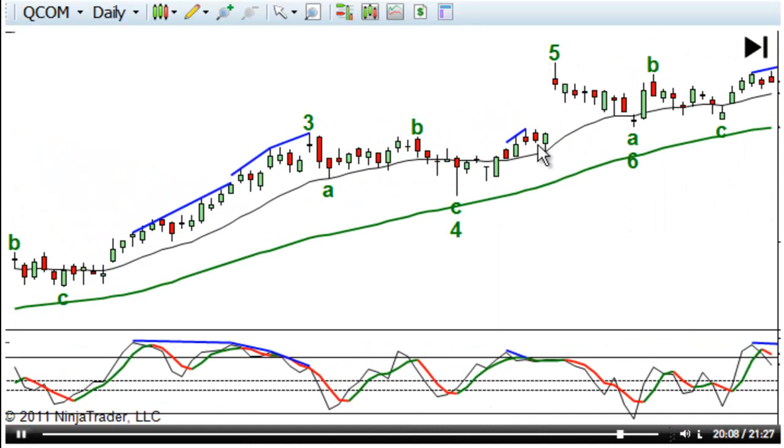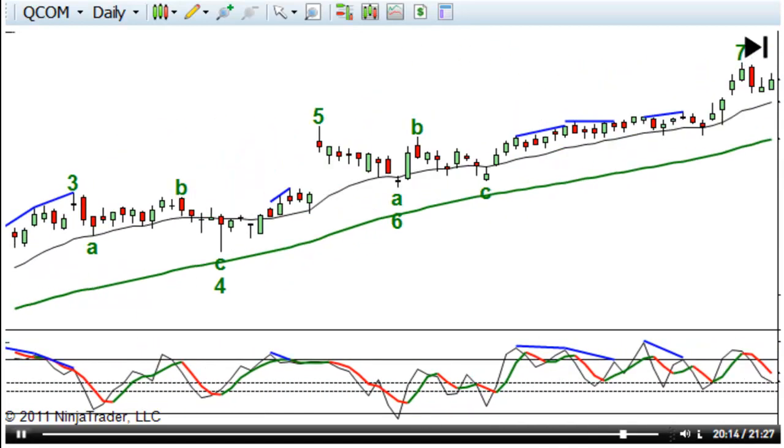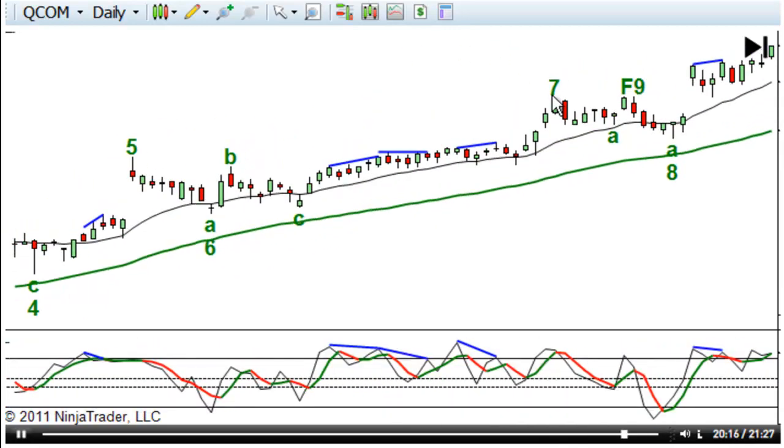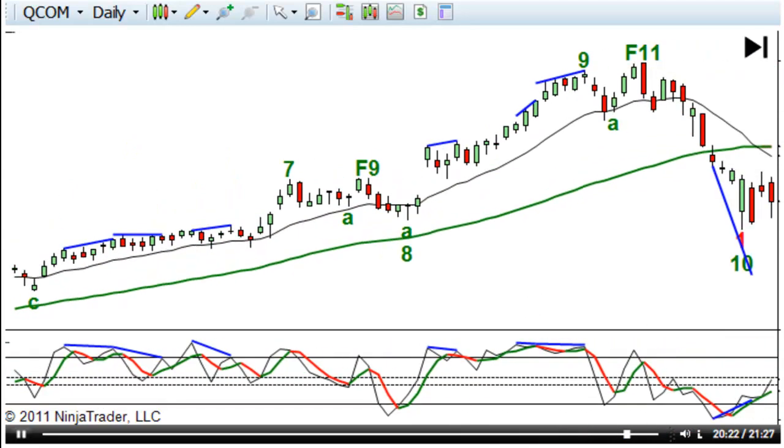Okay. Now, here we get a nice, here's our 5 waves, so this would be, okay, maybe an exhaustion gap, right? But look, market keeps going, wave 7. Oh, okay, here's another gap. Wow, now we're really extended in the trend. So maybe that's an exhaustion gap. Puts in a 9 in a failed 11.